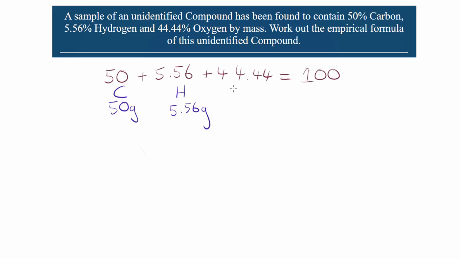Oxygen 44.44 grams. Now we've got masses, but with these elements we've got different relative atomic masses, and hence different molar masses. Because of that, these elements are not easy to compare in terms of amounts of substance in their current form. We need to convert them into a form where it's easier to compare.